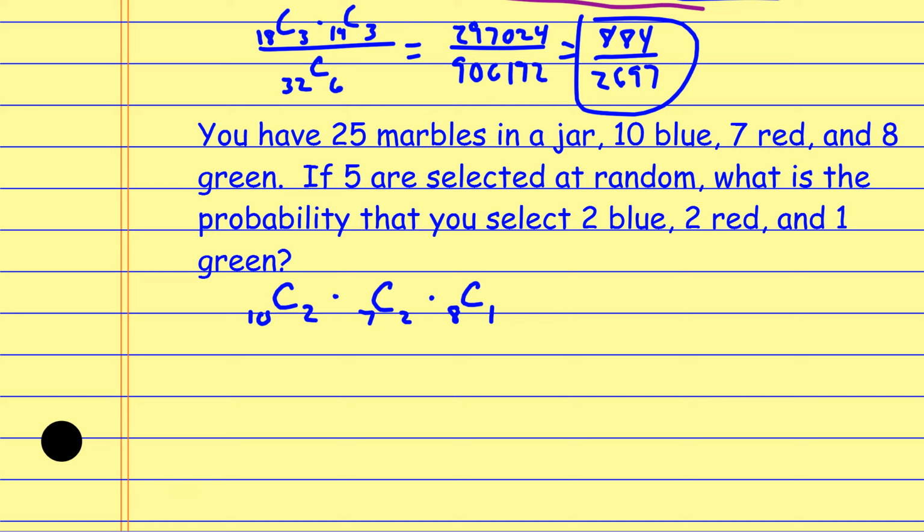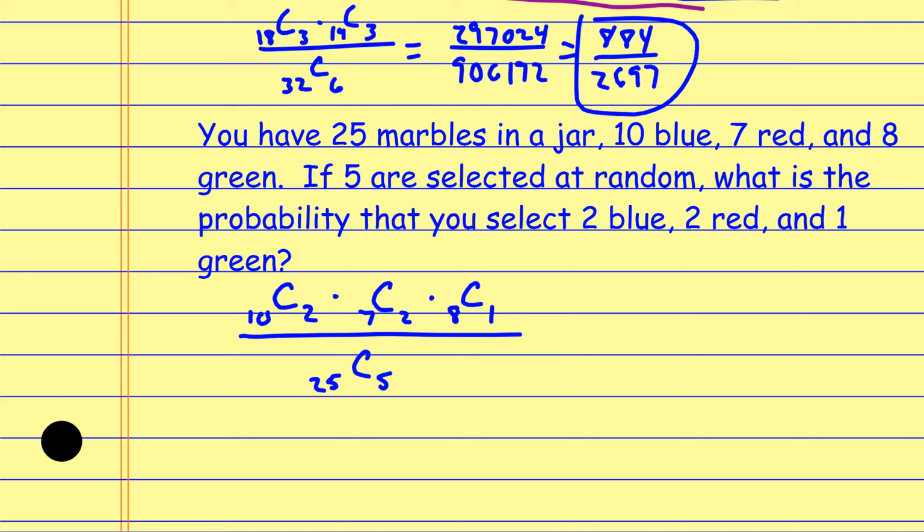All right? So this is how many ways I can get what I want, specifically 2 blue, 2 red, and 1 green. For probability, I'm going to put that over the total. The total is going to be the combination of, well, there's 25, and I'm going to choose 5 of them. Okay? And so it spells it out for me as I'm working on this. And so now I just got to plug each of these into my calculator.